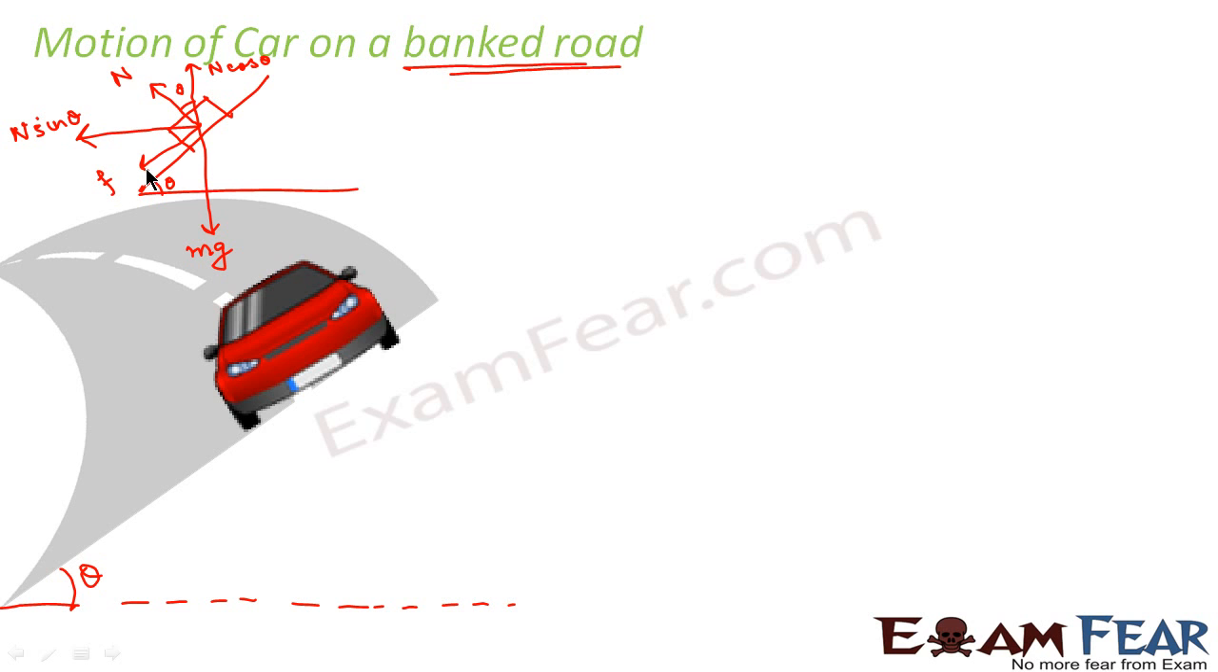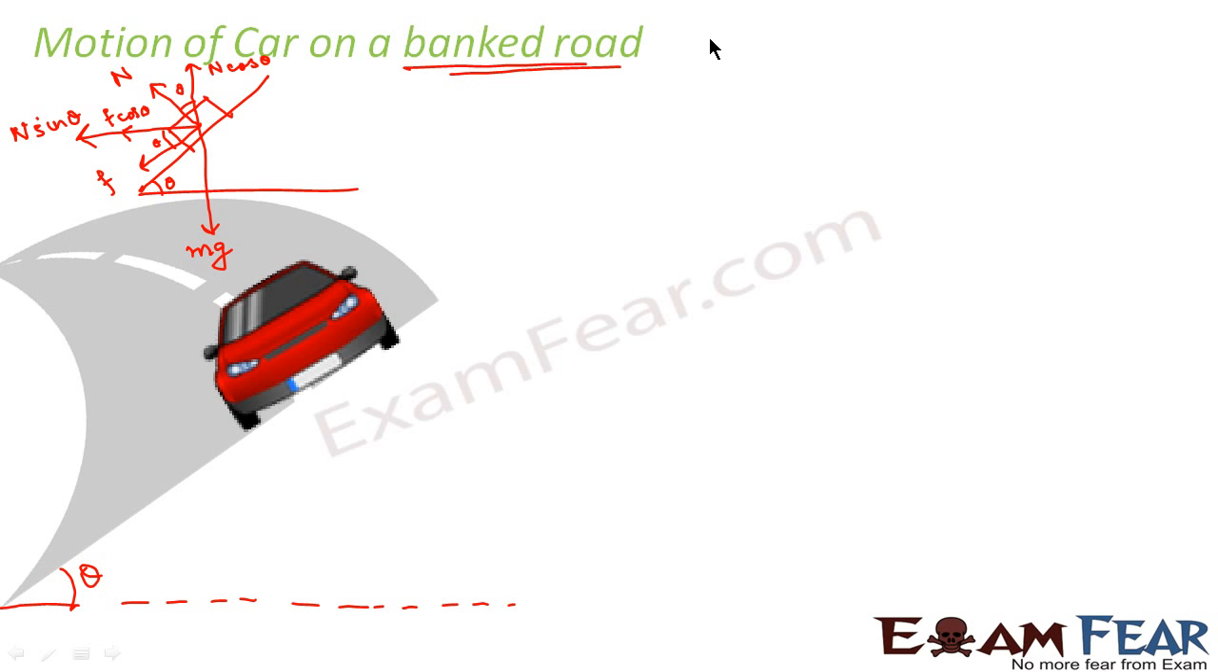Now if this is small f and this is theta, this entire thing is 90 degrees. So if this is 90 and this is theta, this will also become theta. So this angle will also become theta. So if this is f, this will be f cos theta. Correct? Now that we have drawn the free body diagram for this vehicle which is moving on a banked road, let us write the equations of motion.